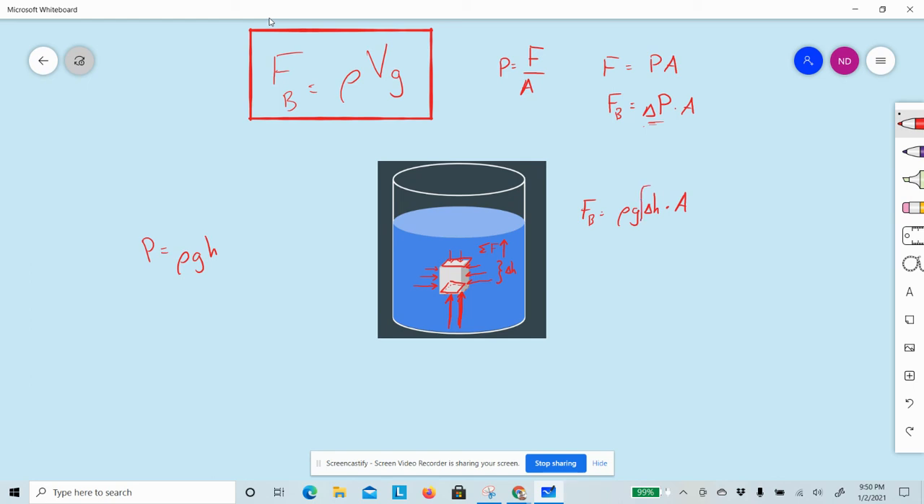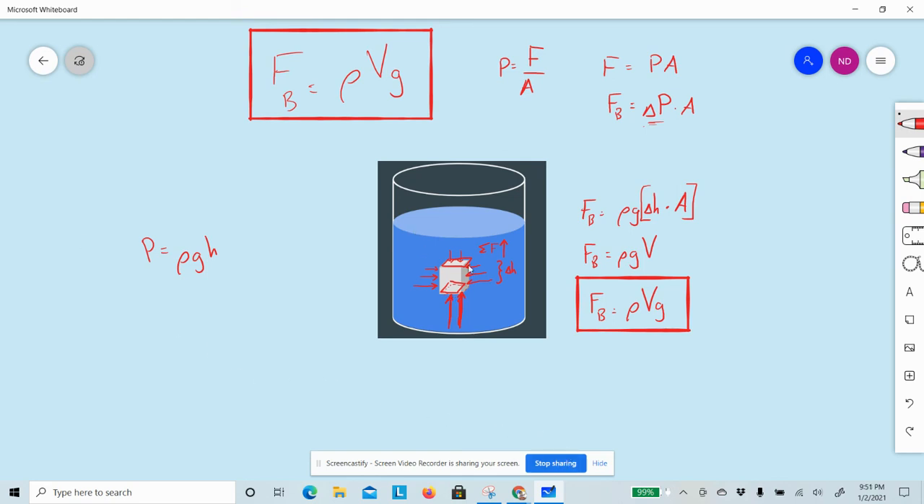Now, let's look at this. What is a change in height times an area? An area, meters squared, times another meter. That's cubic meters. That's volume. So you get the force, the buoyant force, the net force up, is rho g volume. Rearranging the letters, the buoyant force is rho V g. This is how we typically write it. But there's the derivation of the buoyancy equation.